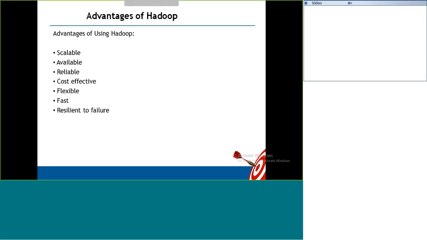When compared to traditional systems, the availability is more and the reliability is more. Whatever reliability you are getting from the traditional systems, you are getting all that reliability from Hadoop. And then it is cost effective. Why? Because you are using open source software and commodity hardware for building the Hadoop architecture.